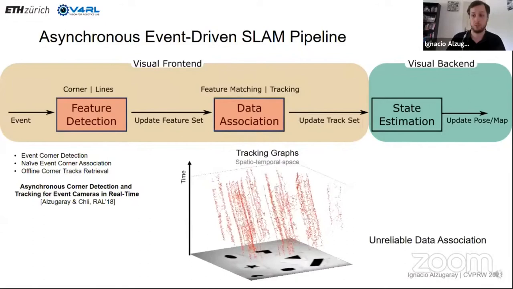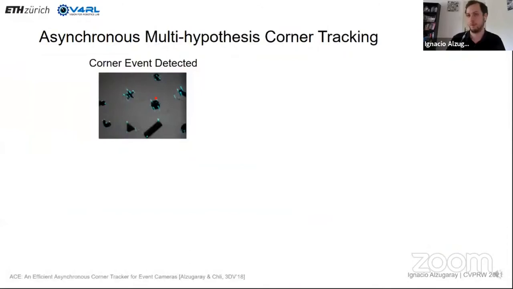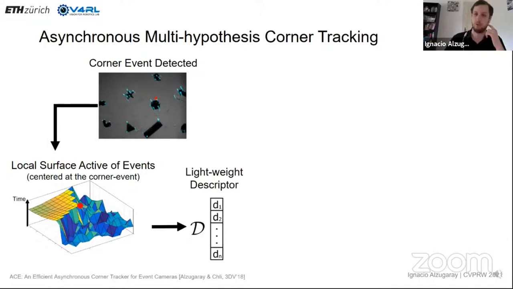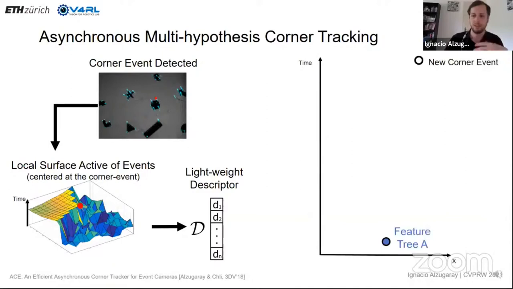In this second work that we published in 3DV, you have to understand we start with the corner events already detected by whatever corner detector you want to choose, but at event rate. Then we again look at the surface of active events surrounding this incoming corner event, but instead of using it for classification, we use it for a lightweight descriptor, something that we can compute on the fly really efficiently. Then we still do some data association based on proximity. You can see that we are growing a tree, but in this case, some of the data associations can be rejected early based on the descriptor distance.